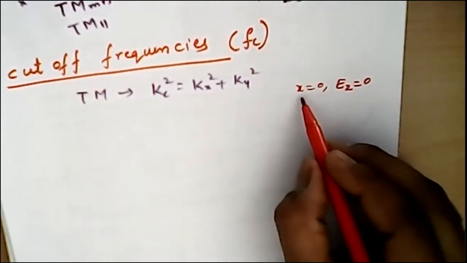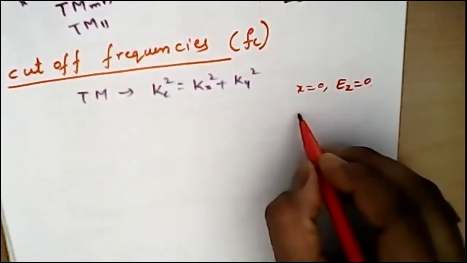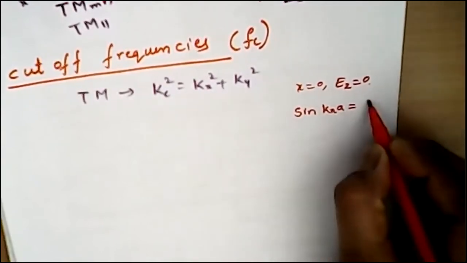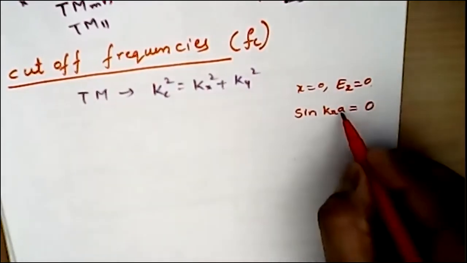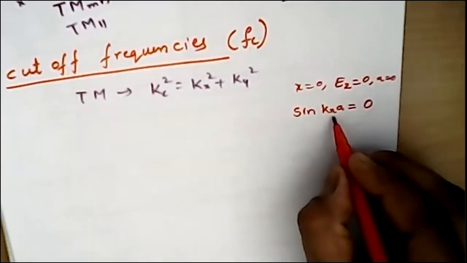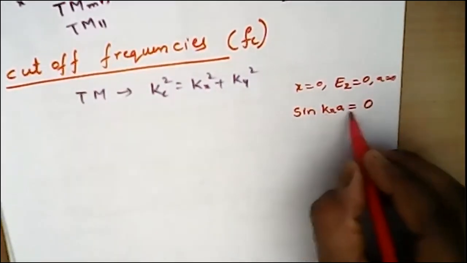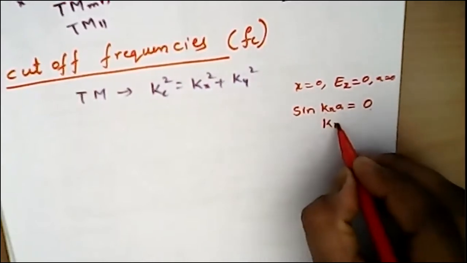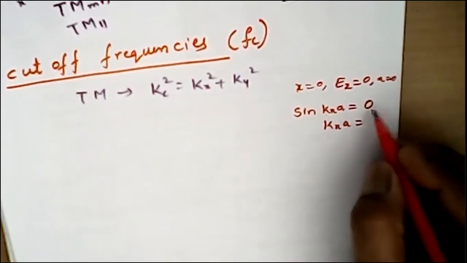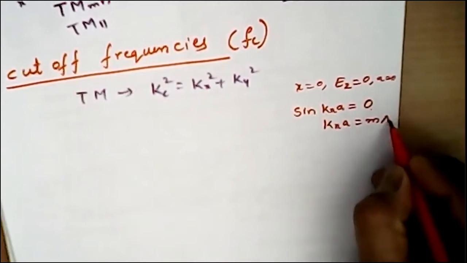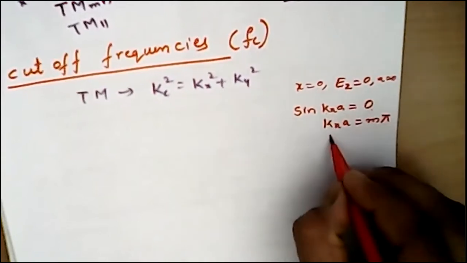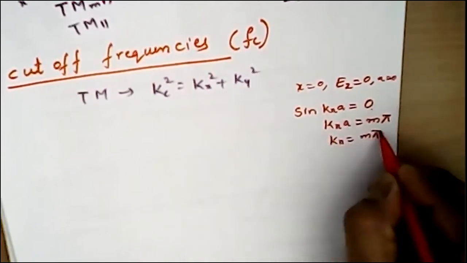We have noted down that at x equal to 0, we found sin kx into a will be equal to 0. Here, a will be equal to 0, as it is k sin kx. Then kx into a will be sin inverse of 0, which in terms of m or n number of variables is represented by m pi. So kx will be equal to m pi by a.